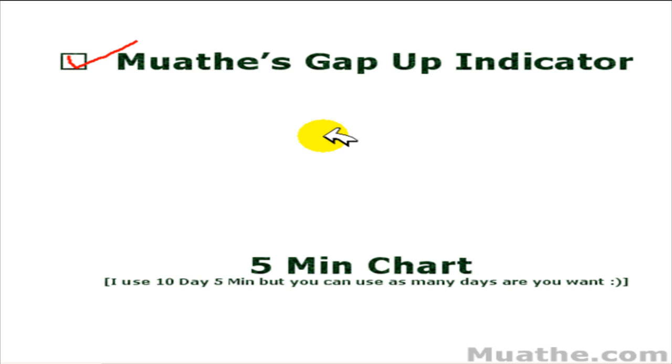Basically what this does is it gives you a very high probability that the stock will gap up at the next open. And we use a 5-minute chart. I typically use a 10-day setting, but you can use any day settings. But I use a 10-day 5-minute chart, and this is where this phenomenon will be observed for the probability of a stock gapping up the next morning.